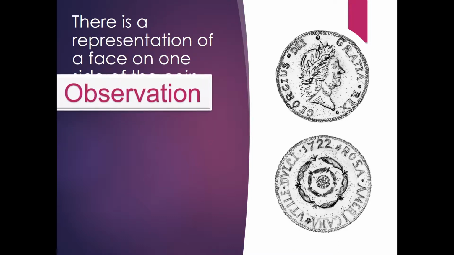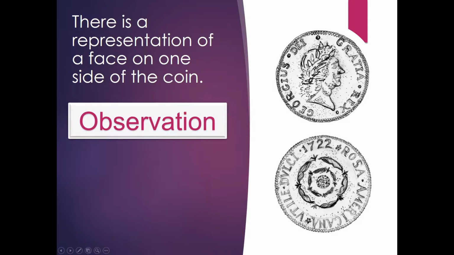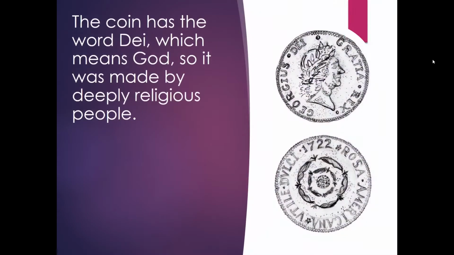All right, it's an observation, right? Because there's actually a face on the coin. We can see that. We used one of our five senses, sight, to see that face on the side of that coin. On one of the coins, right? So it's a fact.